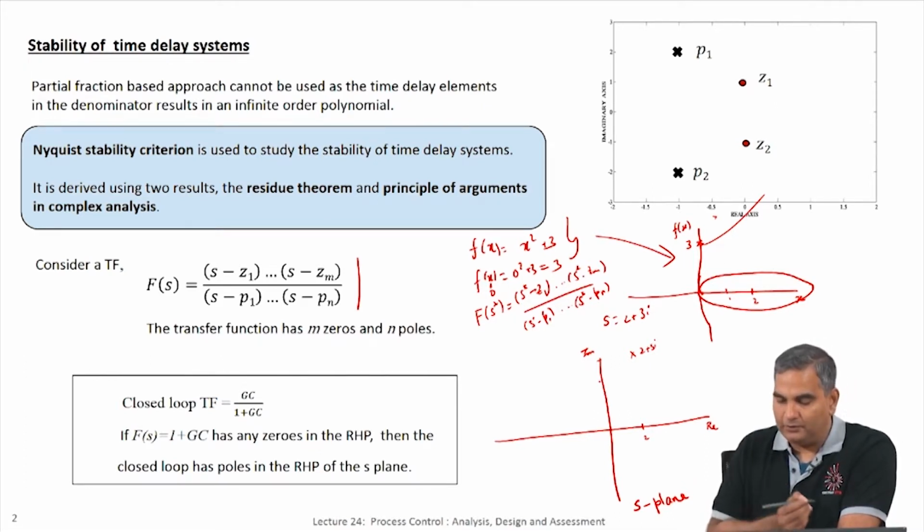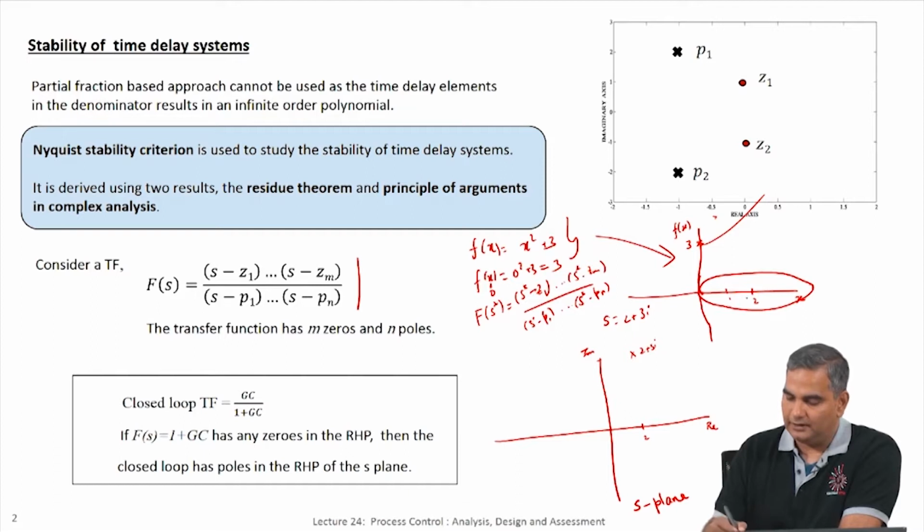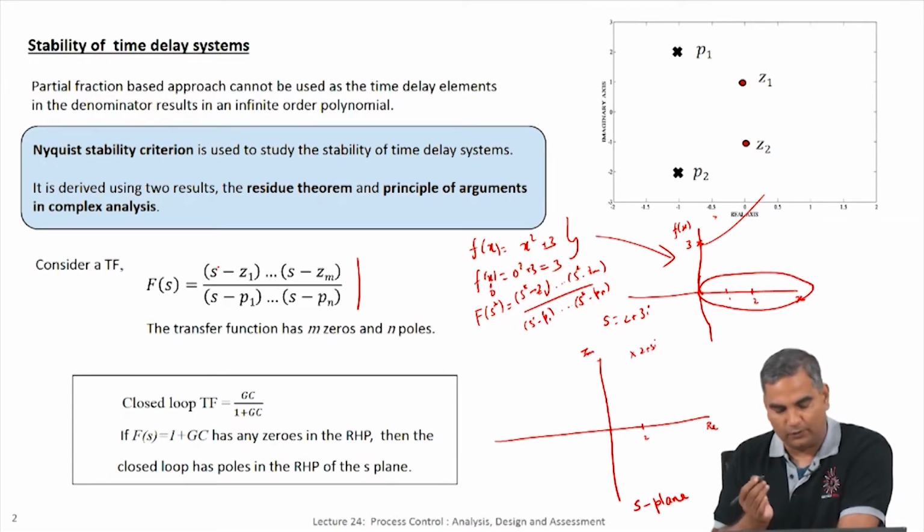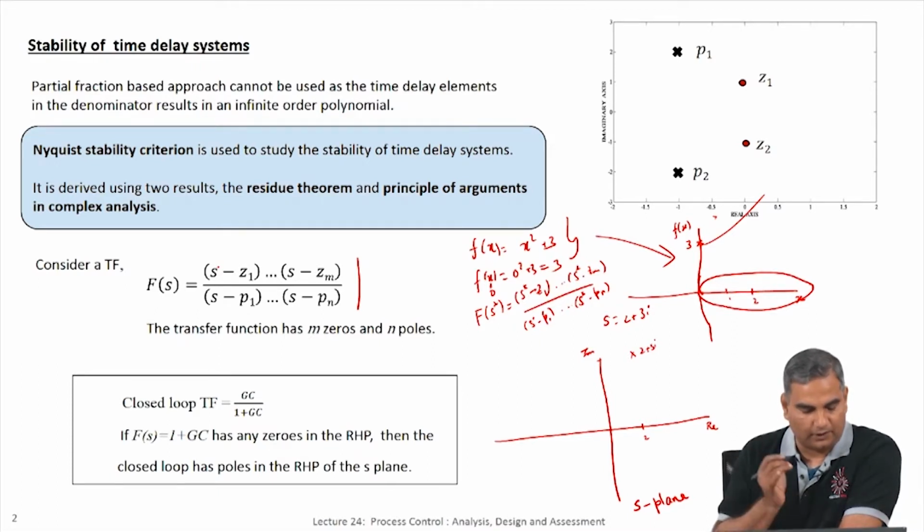Now, what happens to f of s? Here, if I put a value x, I get one value f of x. That is the reason why I could just do it with two axes here. However, s itself has become an s plane, and when I substitute a value for s into this equation, I am going to get f of s, which is going to be a scalar. However, this f of s is going to be a complex number again, because s is complex, z1 could be complex, p1 could be complex, and all of those.